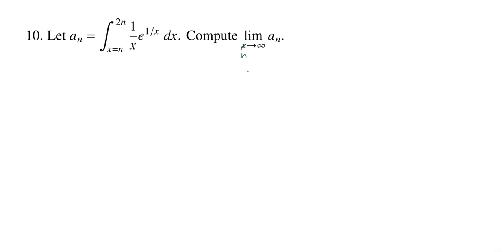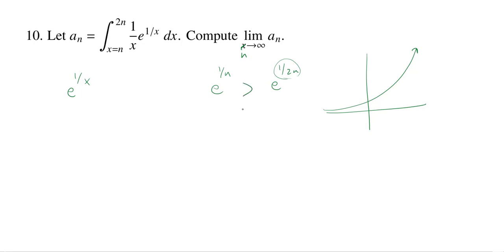Well, let's make an observation. We know that e to the 1 over x, what's happening with e to the 1 over x? Well, as you go from n to 2n, there should be some relationship between those. So if you have e to the 1 over n and e to the 1 over 2n, let's see. 2n is bigger than n, which means that 1 over 2n is smaller than 1 over n. All right, 2n is bigger, so the fraction is smaller. But the exponential is an increasing function. So if you put in a smaller input, you're going to get a smaller output. So you should get this.